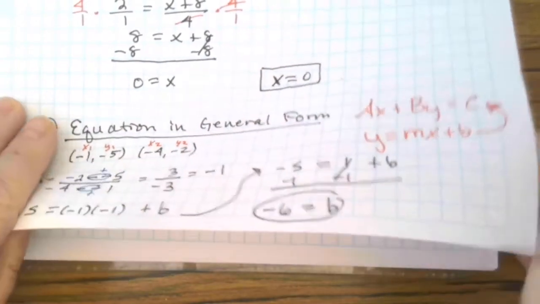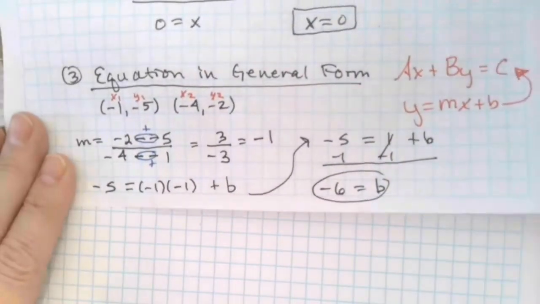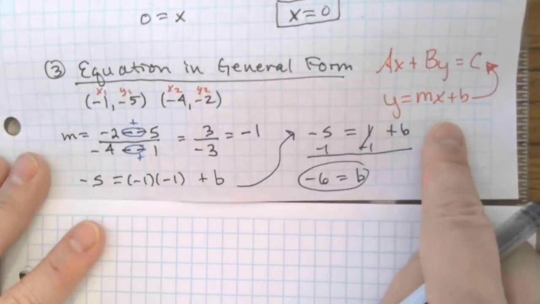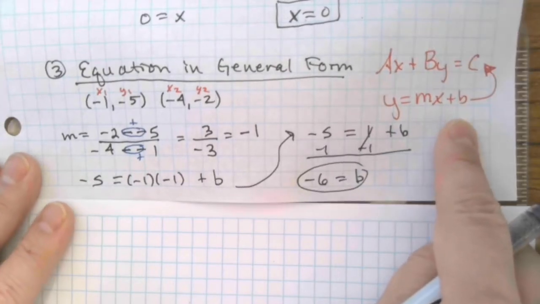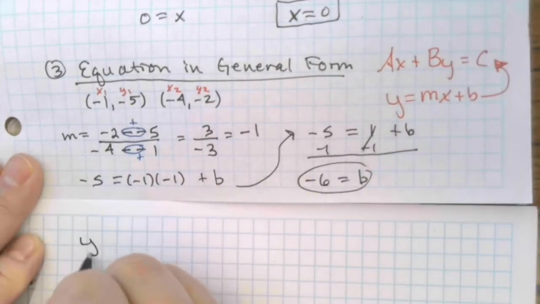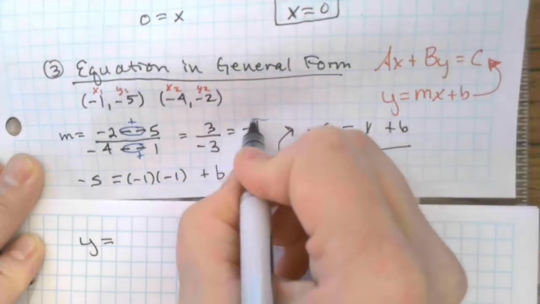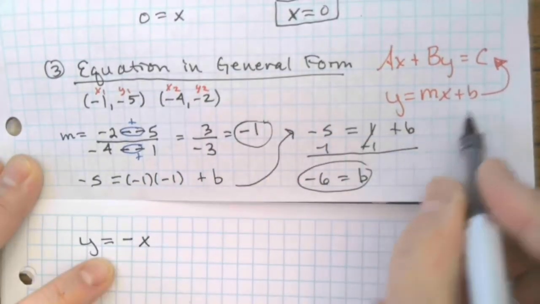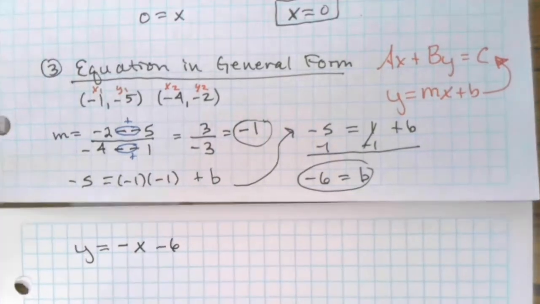Once you have that, let me switch to another piece of paper here. Once you have your b value, we're now ready to build it in slope-intercept form. So y equals my slope here, which is negative 1, times x, plus b, which is minus 6.